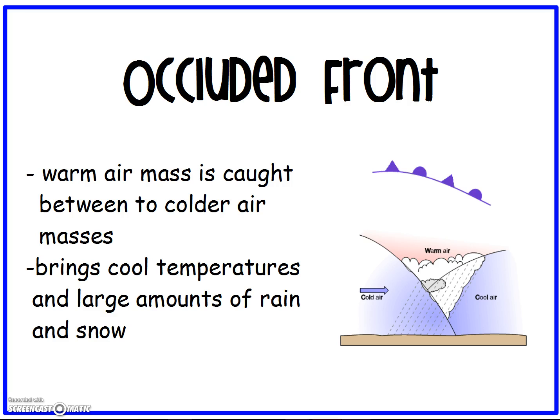Now the occluded front, this is where you need to think Oreo. Oreo and occluded front both start with an O, so this will kind of help you out. An occluded front is where a warm air mass, you see here, is going to be caught between two cooler air masses. This kind of front will bring cool temperatures and large amounts of rain and snow.